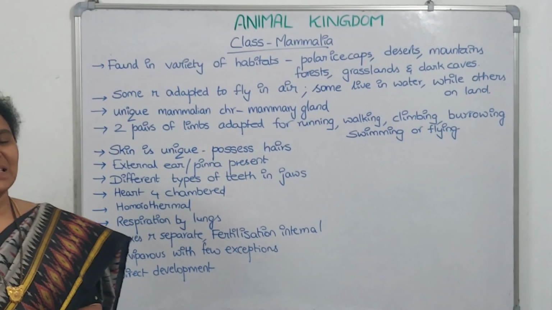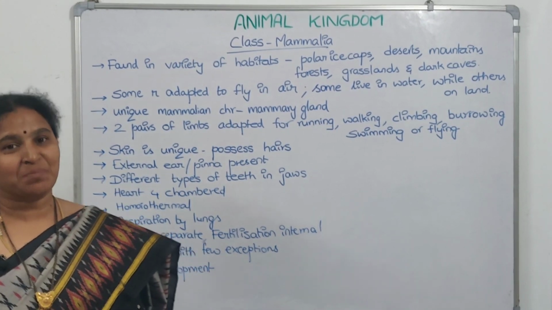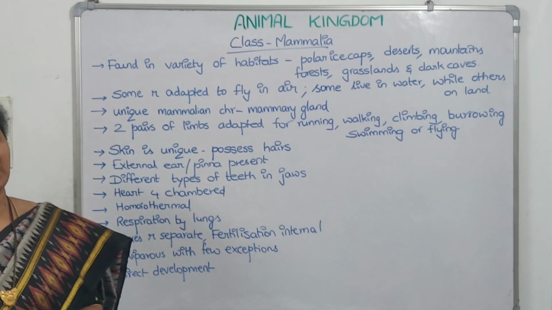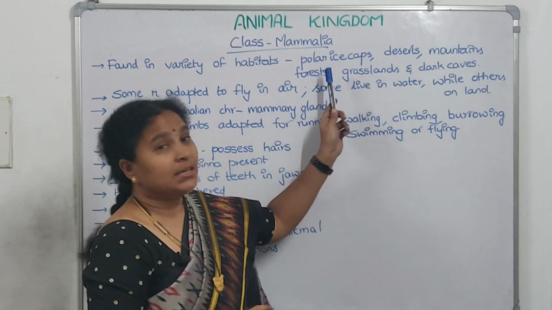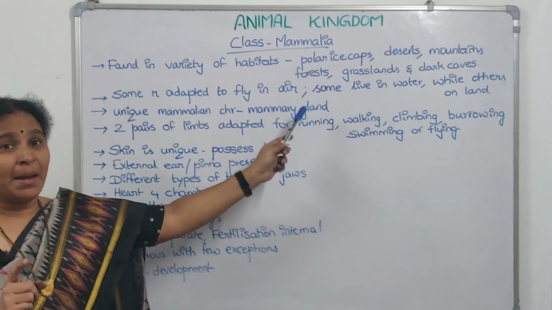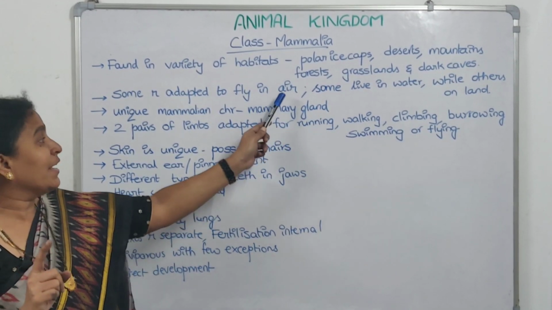So the last class is Mammalia. It's an advanced class, the highest class. Humans belong to the class Mammalia itself. Now these mammals have a variety of habitats. They are found in polar ice caps, deserts, mountains, forests, grasslands, and dark caves also. They have adaptations to live in water, on land, and to fly in air.